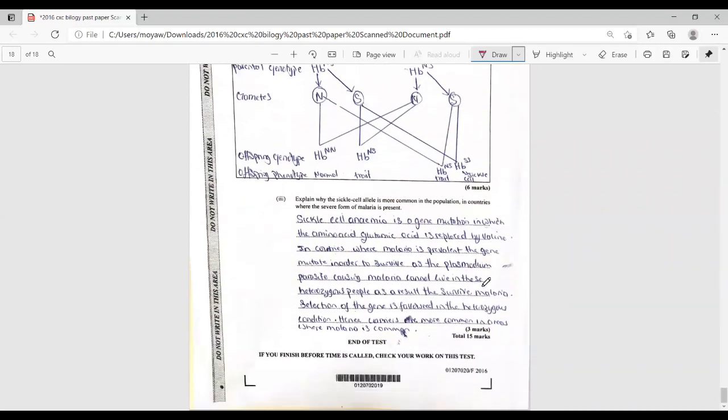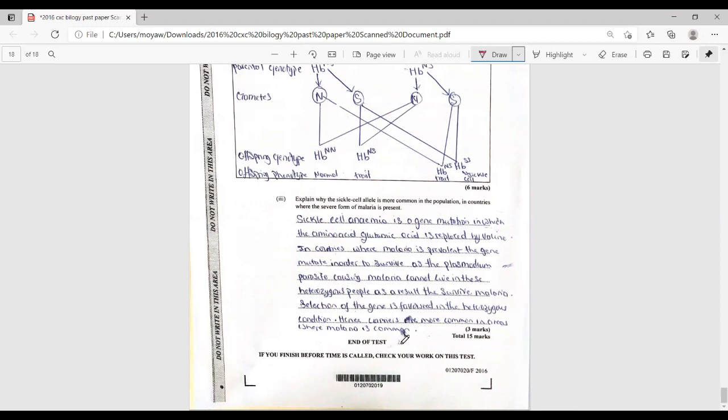I. Explain why the sickle cell allele is more common in the population in countries where the severe form of malaria is present. So sickle cell anemia is a gene mutation in which the amino acid glutamic acid is replaced by valine. In countries where malaria is prevalent, the gene mutates in order to survive, as the Plasmodium parasite causing malaria cannot live in these heterozygous people. As a result, they survive malaria. Selection of the gene is favored in the heterozygous condition, hence carriers are more common in the areas where malaria is common.